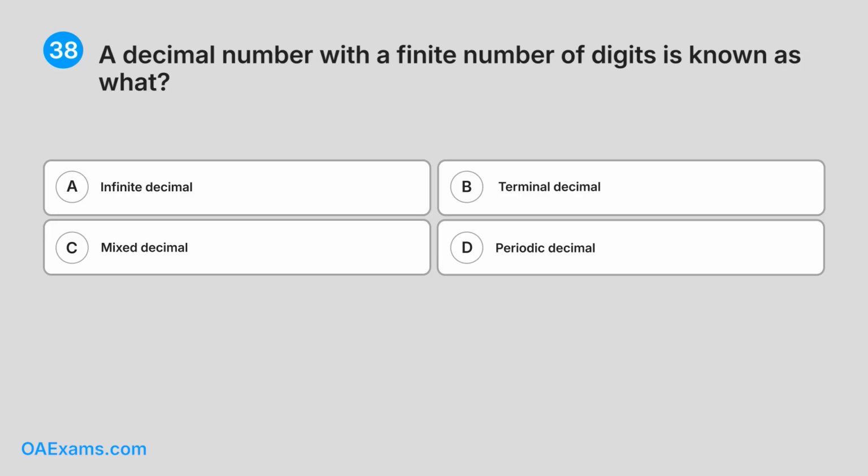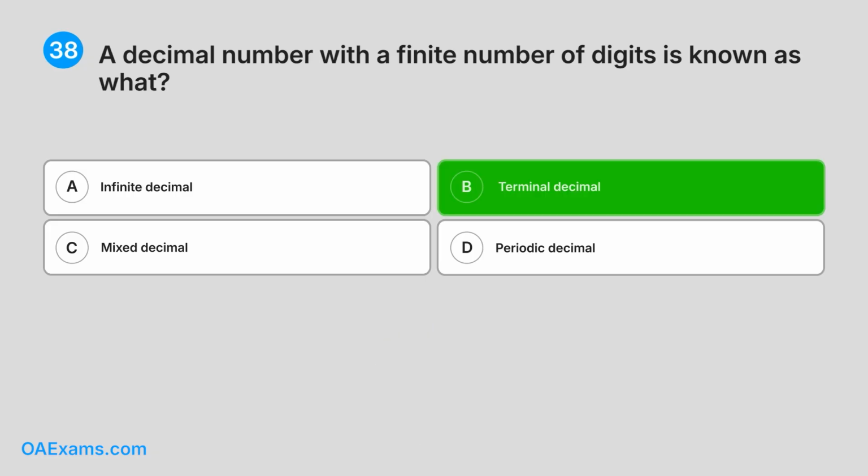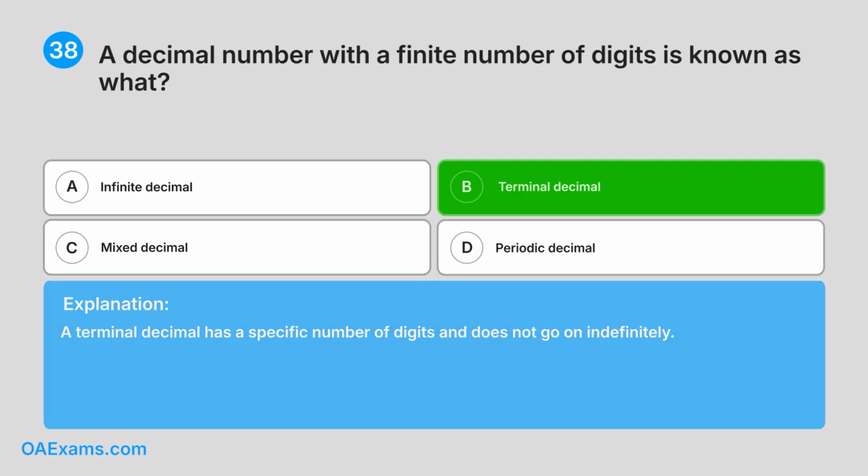Correct answer. B. Terminal decimal. Explanation. A terminal decimal has a specific number of digits and does not go on indefinitely.